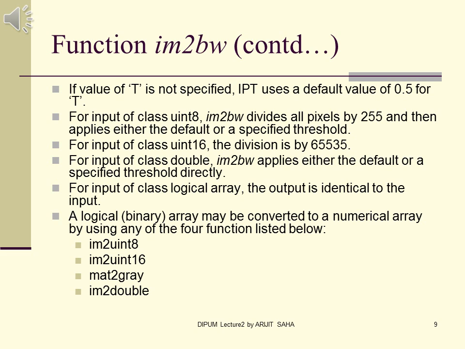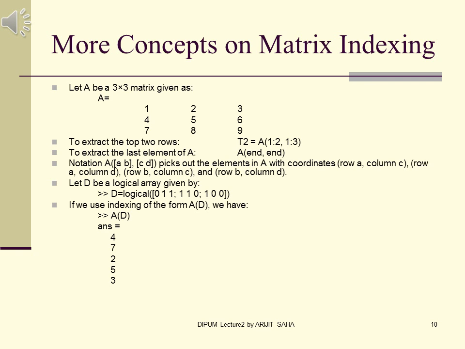A logical or binary array may be converted to a numerical array by using any of the 4 functions listed below, that is im2int8, im2int16, mat2gray, im2double. Now, concepts on matrix indexing, we know all these things already.